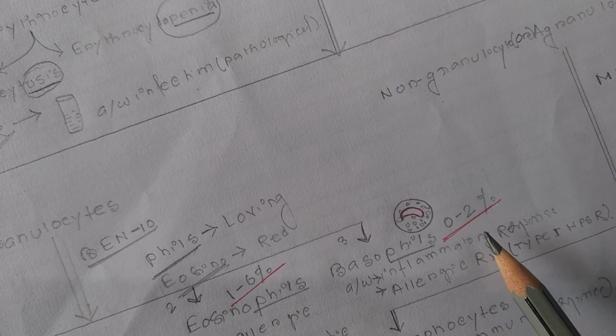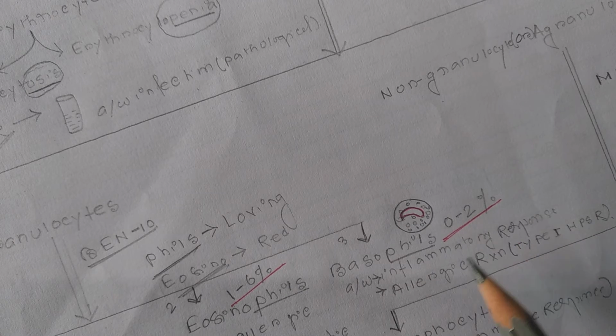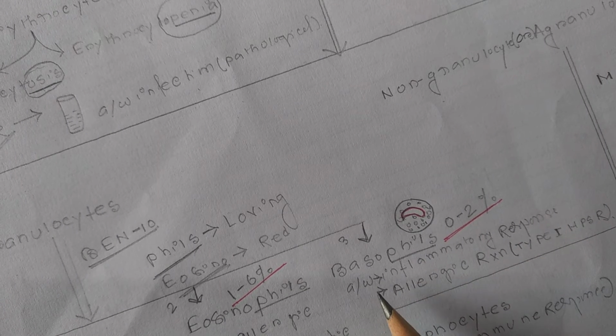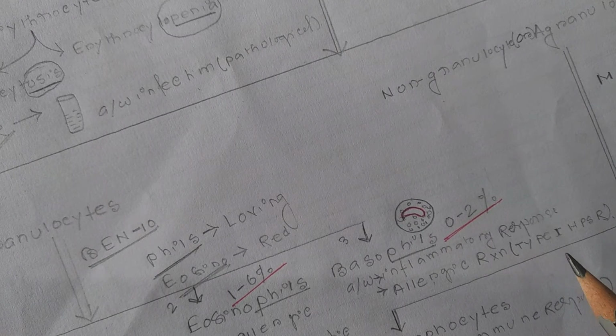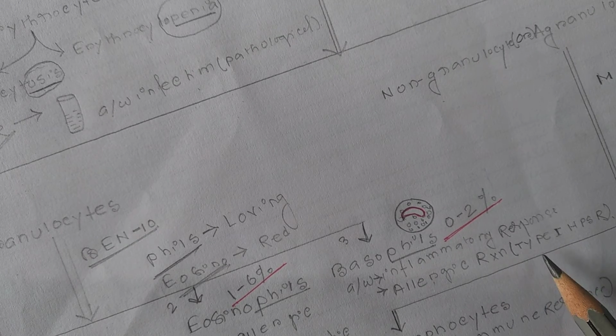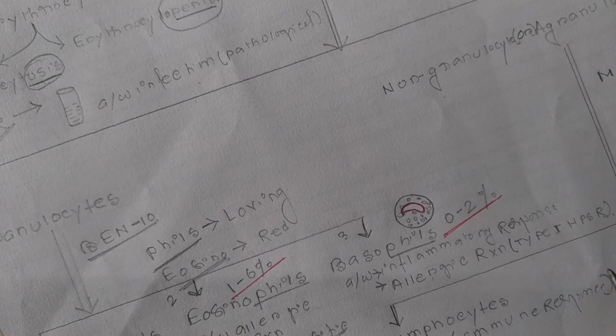When it is more than 2%, we should consider that a pathological condition, associated with inflammatory response and allergic reaction. Allergic reaction is mainly type 1 hypersensitivity reaction. We know hypersensitivity reaction is of four types: type 1, type 2, type 3 and type 4. And that is type 1 hypersensitivity reaction.